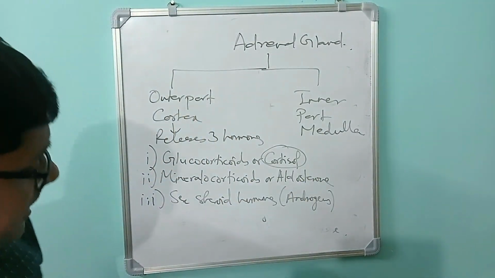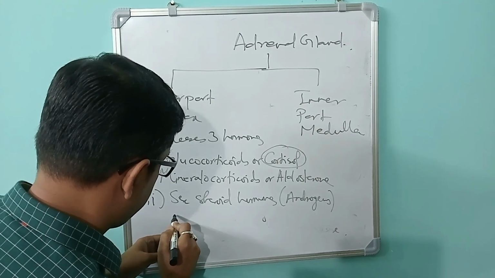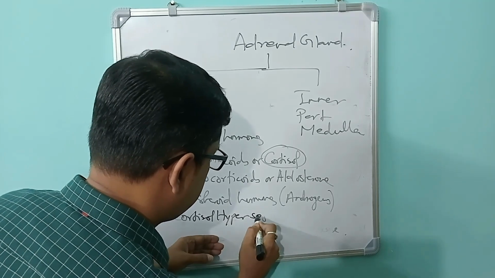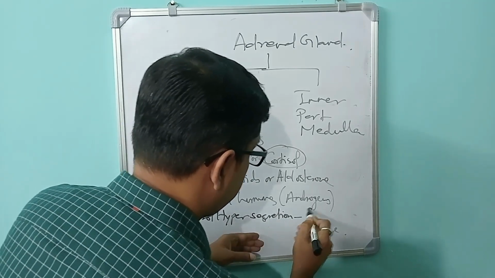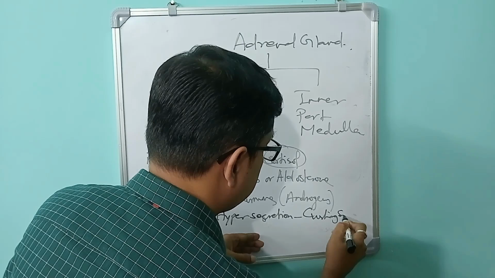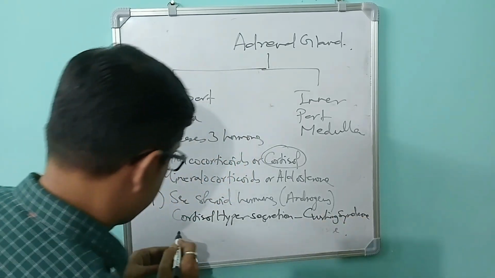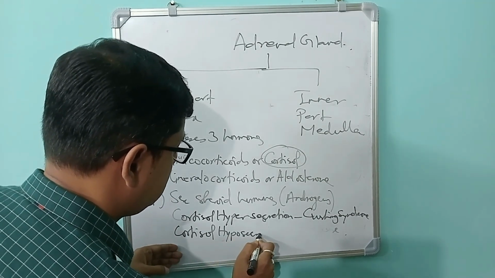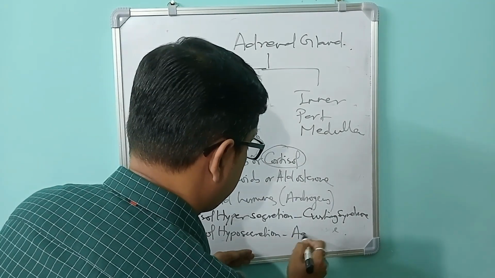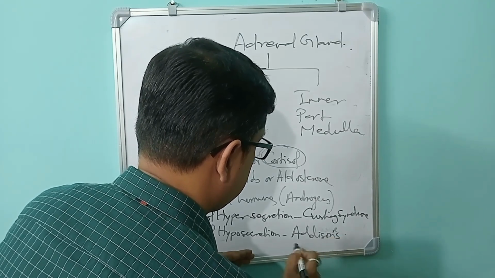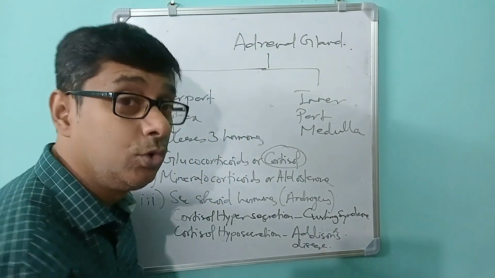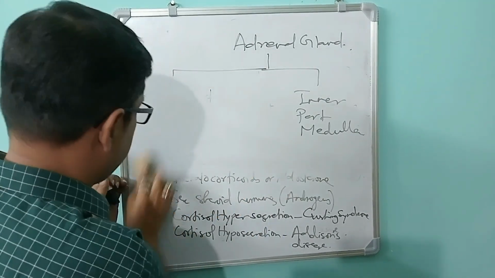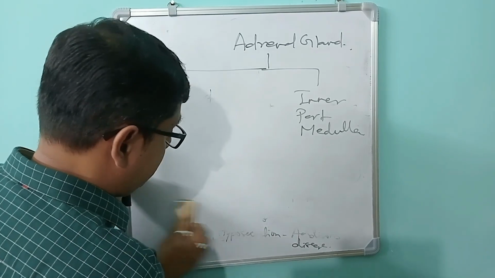Okay, so here I am writing cortisol hypersecretion, Cushing syndrome, and cortisol hyposecretion, Addison's disease. I hope it is clear to you. The hormones released from adrenal cortex, and now finally the hormones released from adrenal medulla.